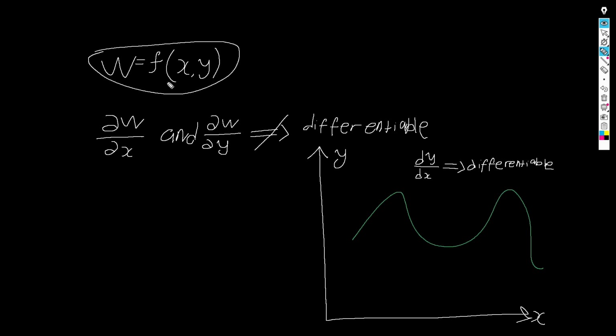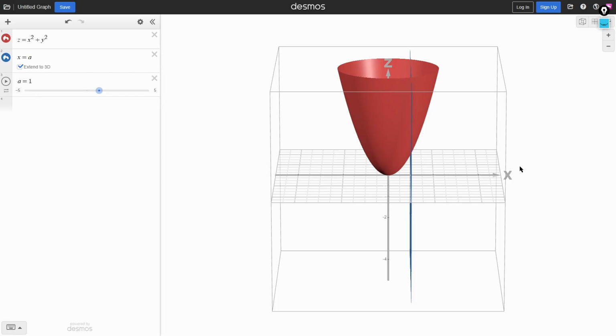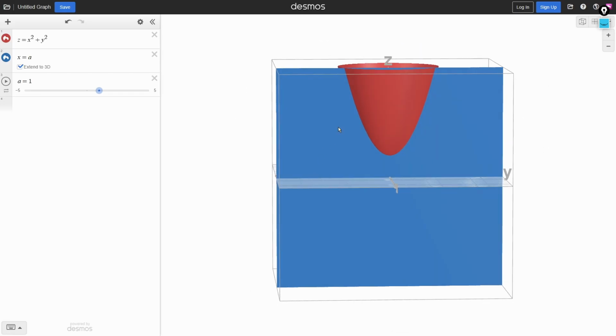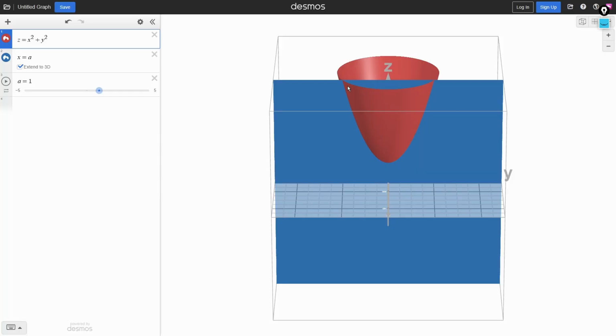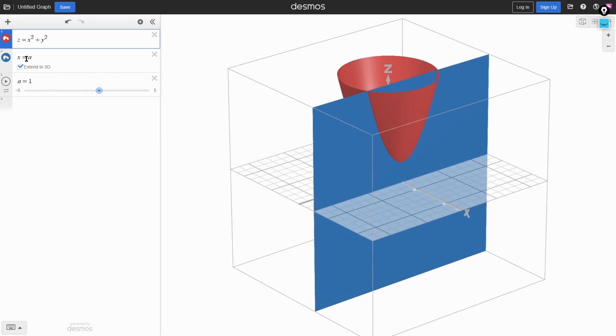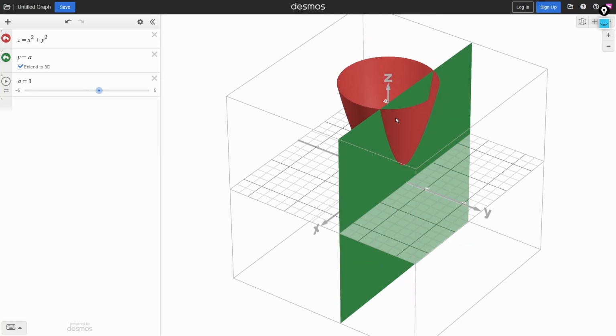So why are the three-dimensional cases and two-dimensional cases different? I had to hop into Desmos to show you this. The difference is because when we take a partial derivative, we're describing the slope of the tangent line of this trace here in the plane x equals x0. And when we take the partial with respect to y, we're also doing that, but in the plane y equals y0.